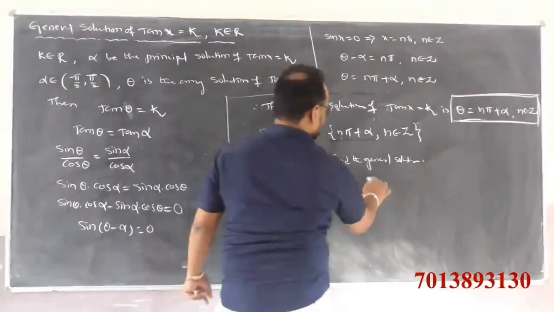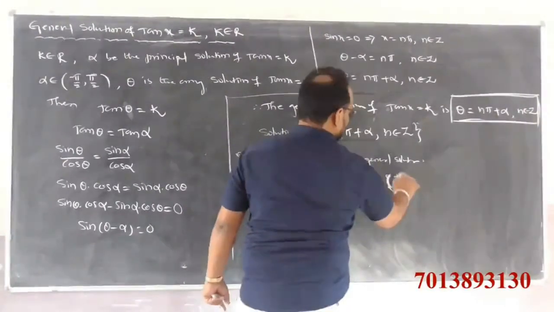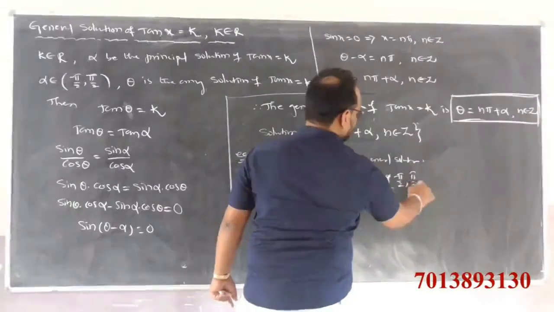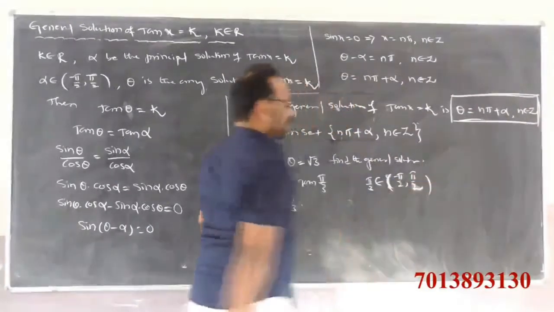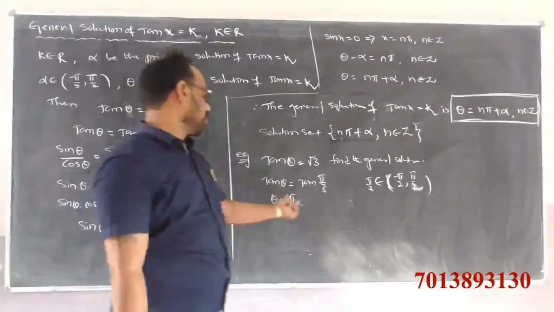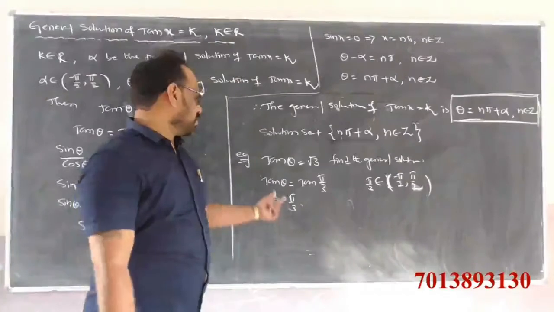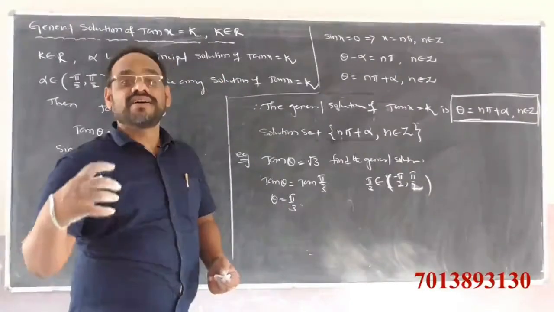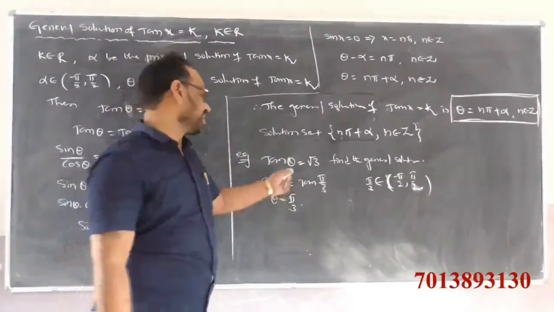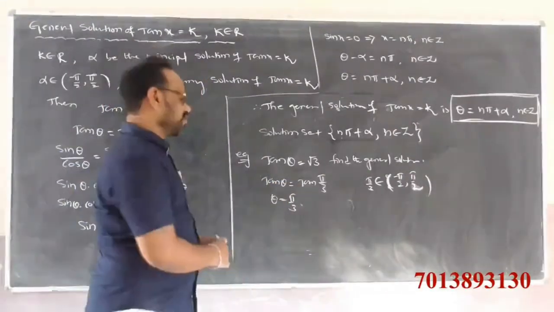Clearly pi by 3 belongs to the open interval minus pi by 2 comma plus pi by 2. Clearly pi by 3 lies between minus pi by 2 and plus pi by 2. So theta is equal to pi by 3 is the principal solution of the given trigonometric equation. But we want the general solution.